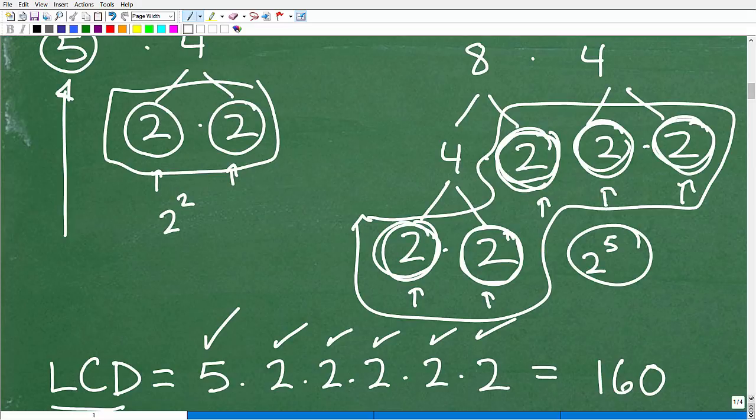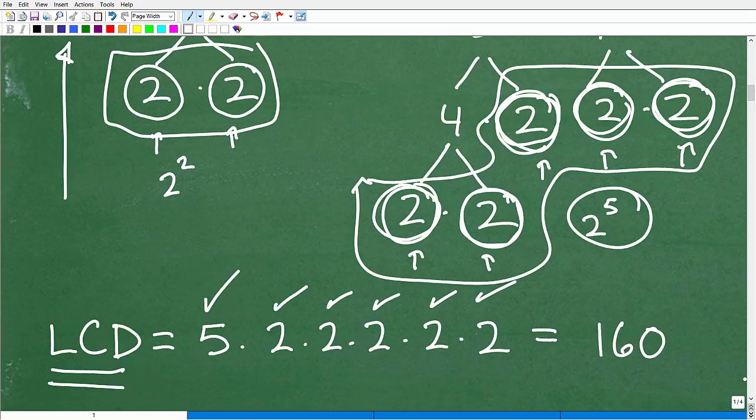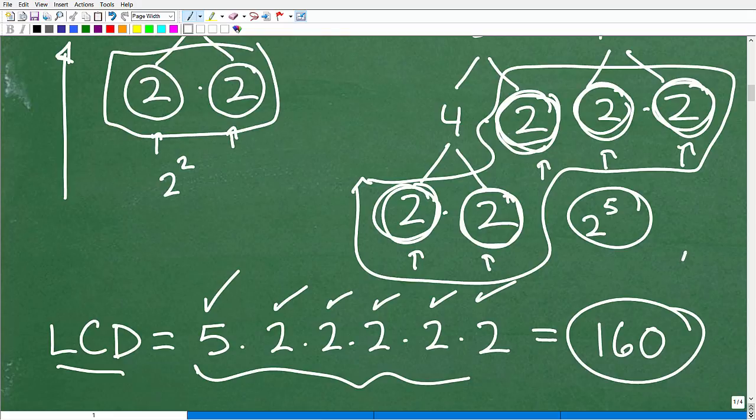So once we can see all the prime factors, we select each unique factor and make one big product. Our LCD is going to be the product of all those unique prime factors. So this is going to be 5 times 5 2's, and that's 160. That is our LCD, 160.